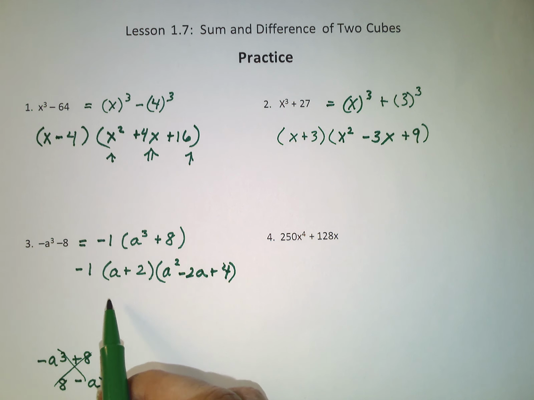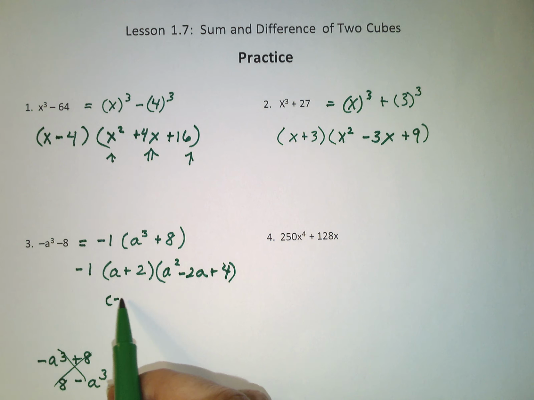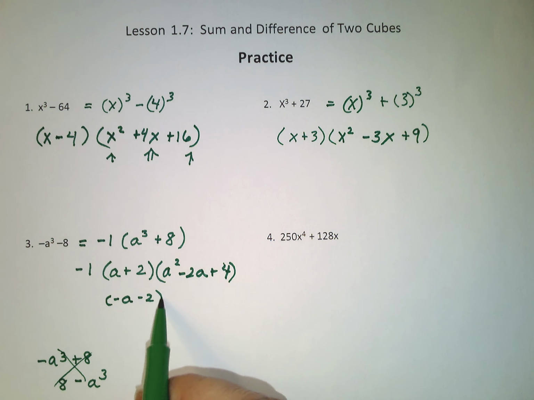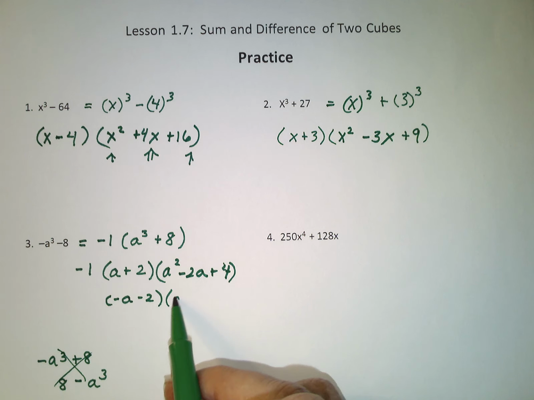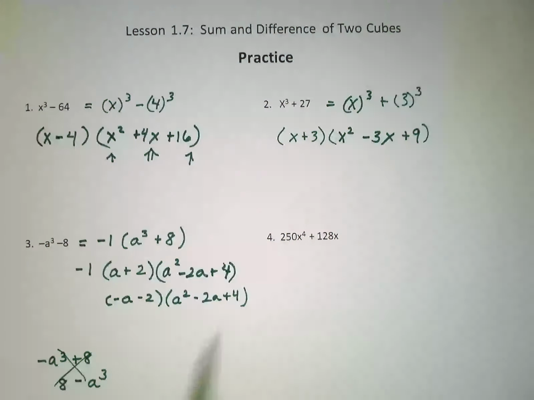If you felt like it, you could multiply the -1 here, make this -a minus 2. You would not multiply times this one. But in calculus, that's the fully factored form.